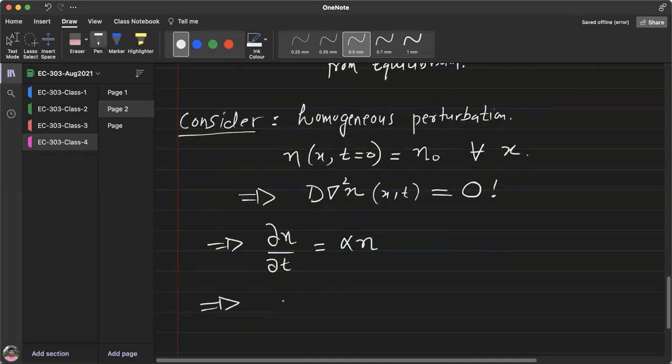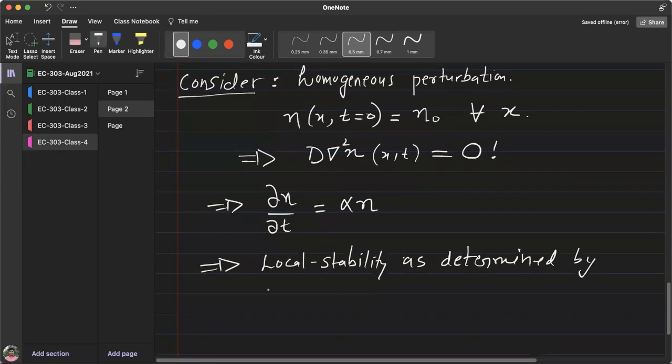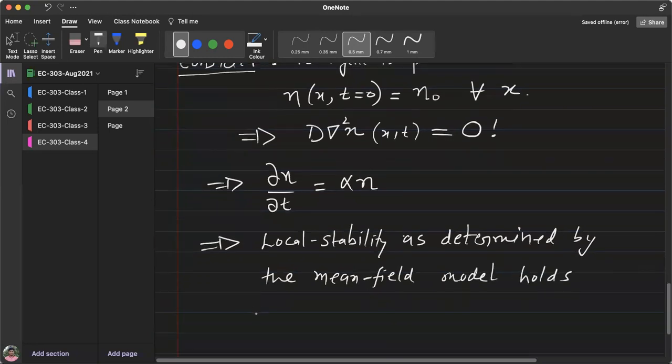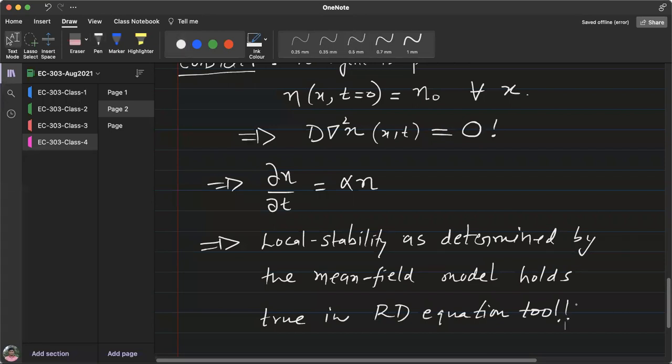So in such a case, we can say that local stability, as determined by the mean field model, holds true in the reaction diffusion equation 2. Do you all agree with this?